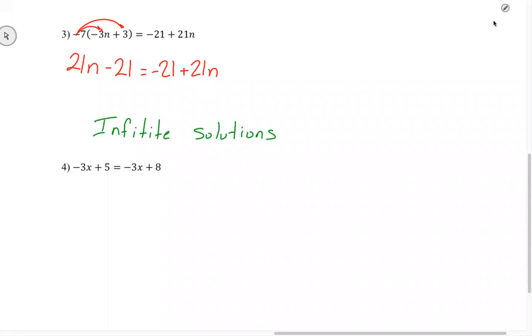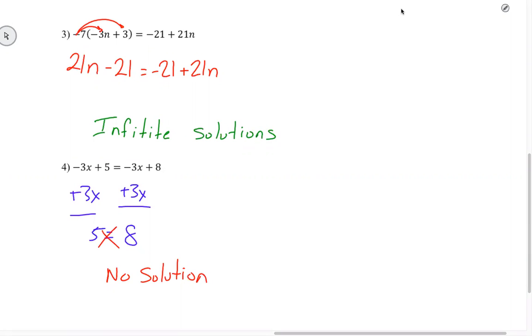And last but not least, this one might be the easiest problem on the page. All right. And Harshan is saying, bro, it's totally no solution. You have negative 3x on both sides. All right. And you have a 5 and an 8. Can't you see that 5 does not equal 8? So it was infinite solution, no solution, infinite solution, no solution. Those were your answers.